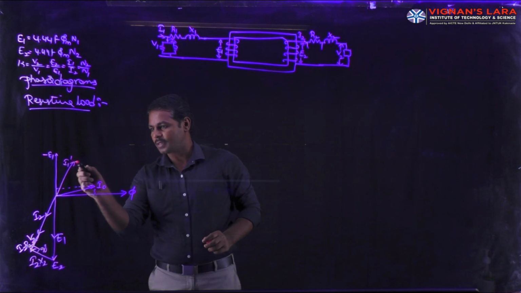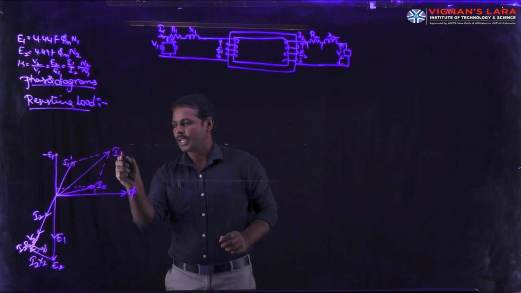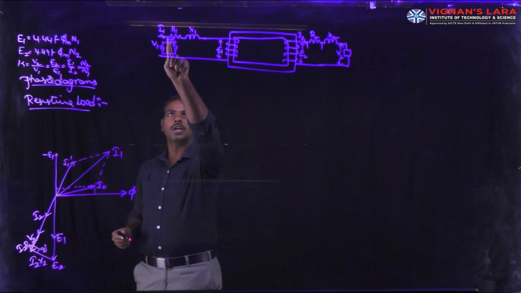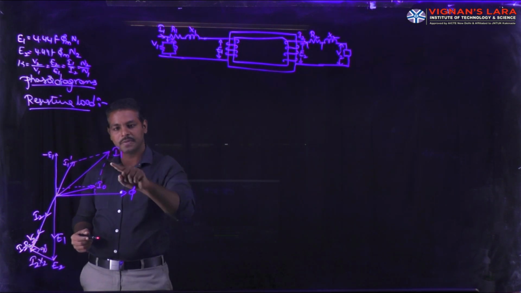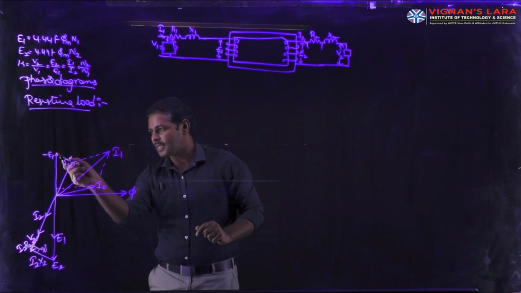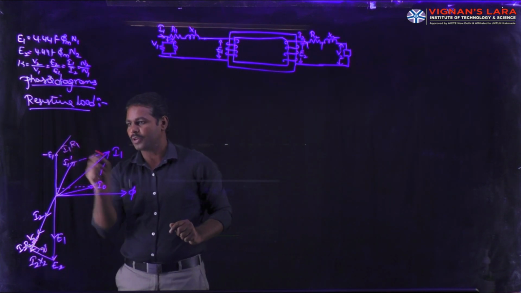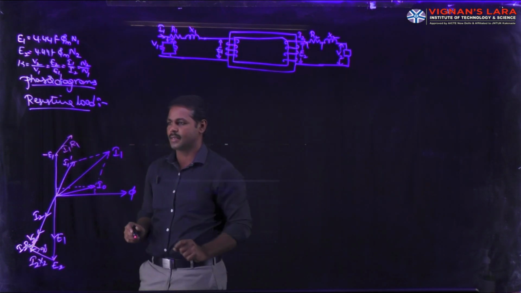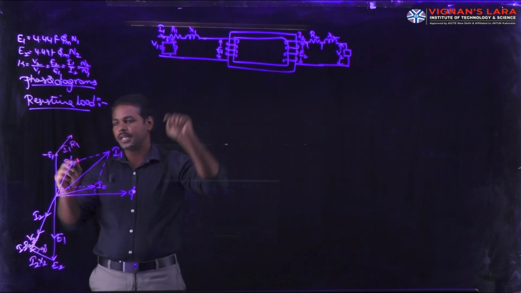is always the input current, which is equal to I1. So the voltage drop across the resistance is equal to I1 into R1, which is always in phase with I1. So this is the I1 phasor, and this is I1 into R1, the magnitude of the voltage drop across the resistance. Another one is the inductance drop, I1 into X1.